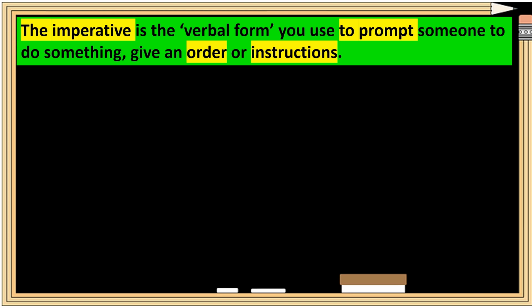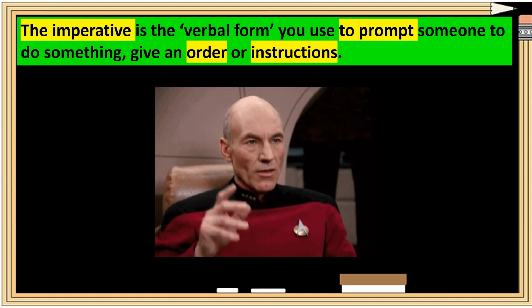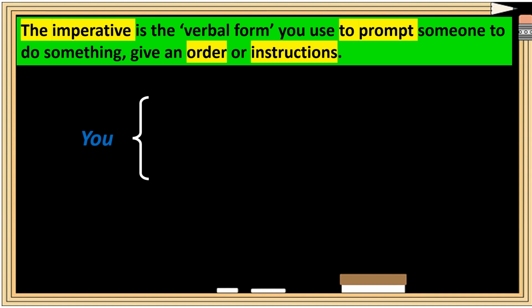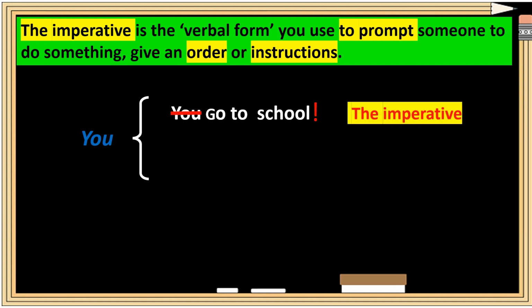The imperative is the verbal form. We also talk about mood in grammar, the mood that you use to prompt someone to do something, or if you want to give an order or instructions. So if you want to give instructions to another person or other people, if I take this sentence to turn into an instruction, I'm simply going to get rid of the subject and probably change my intonation. Go to school. If I want to prevent someone from doing something, I'm going to use the negative, and in English it looks like that.